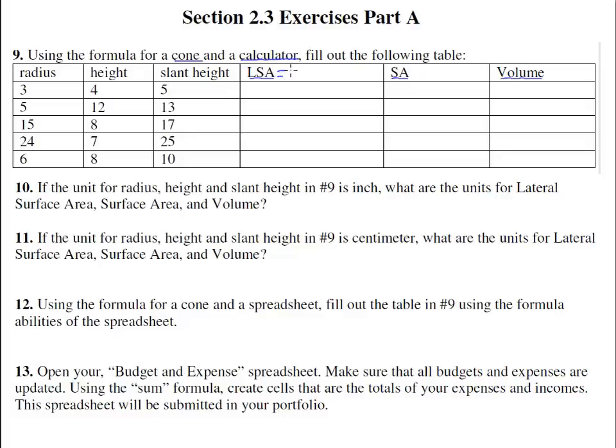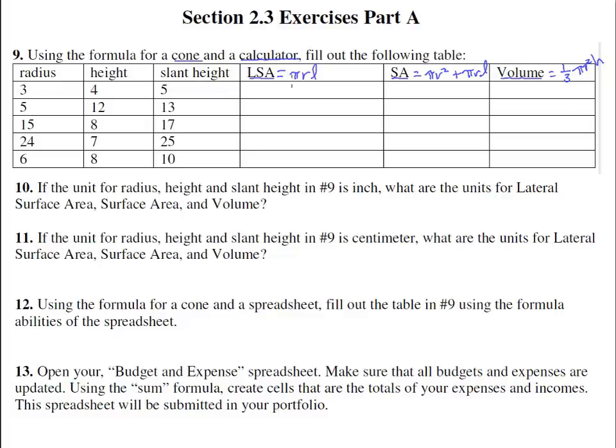For lateral surface area, it's going to be pi r L. Pi times the radius times the slant height. For the surface area, it's going to be pi r squared, that's the area of the circle on the bottom, plus pi r L. And for the volume, that is going to be 1/3 pi r squared h. So we have the three formulas here. Let's put this in and pull them out in the calculator.